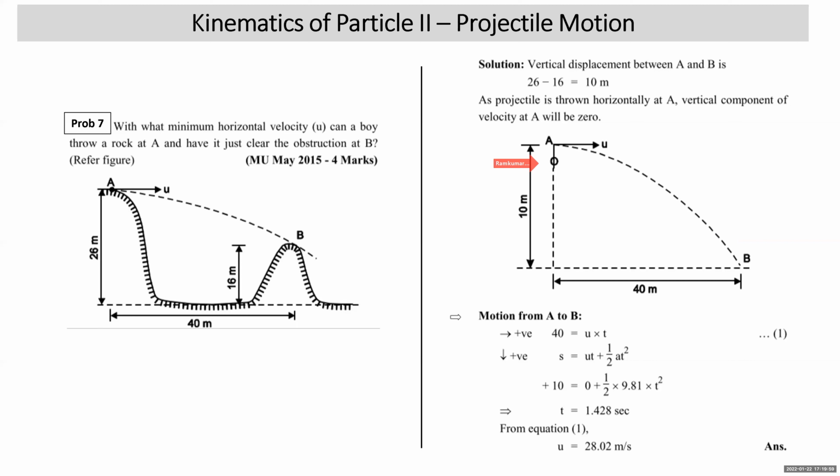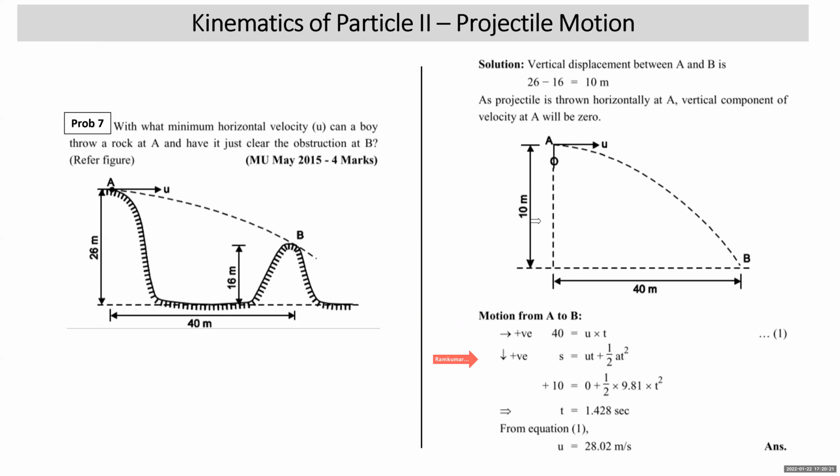Now we write equations of motion from A to B. We first write horizontal motion. Horizontal distance between A and B: 40 is equal to u into t. Vertical motion, when you write, you will write with downward positive. Why this time do we write downward positive? Because the initial vertical component of velocity is 0, but the projectile is going downward only, from A to B. So write downward positive.